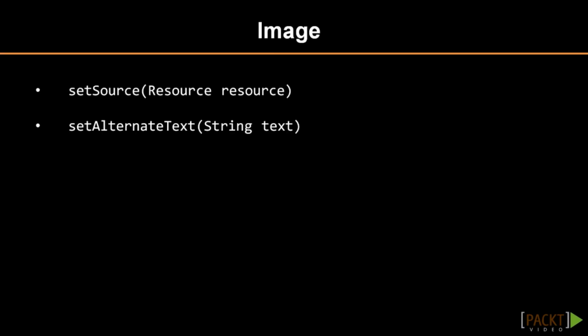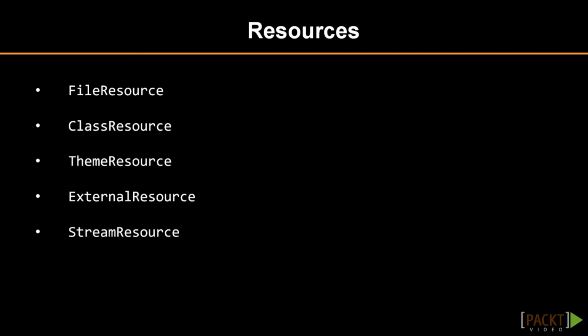The component to display images is, as we already know, image. The relevant API consists of methods for setting two properties, source and alternate text. The source of an image is a resource. This is an interface for referencing any content that is something external to our application. There are 5 subclasses, one for each type of resource available. For our current needs, file resource sounds like a way to go. We simply want to refer to a file from a server file system.